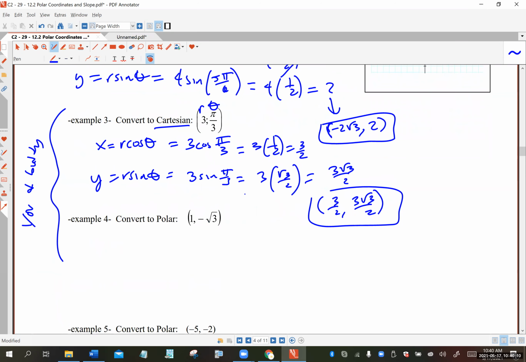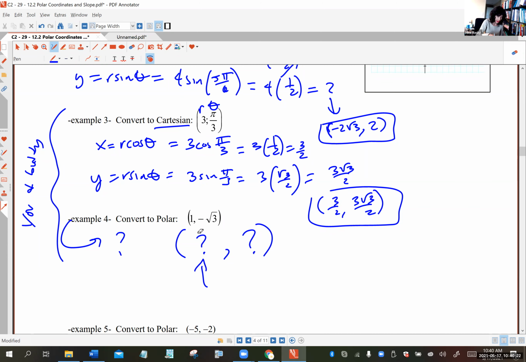Okay. Yes. So now I want to hear, who got the answer to example 4? What'd you get? I'll give you a hint. I want to hear ordered pair format. So what'd you get for this first guy here? 2. 2 is correct. Thank you. And then what kind of theta did you get here?